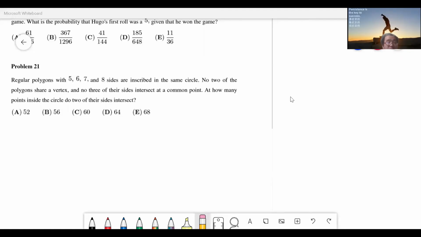Question 21. Regular polygons with 5, 6, 7, and 8 sides are inscribed in the same circle. No two of the polygons share a vertex. No three of their sides intersect at a common point. At how many points inside the circle do two of these sides intersect?